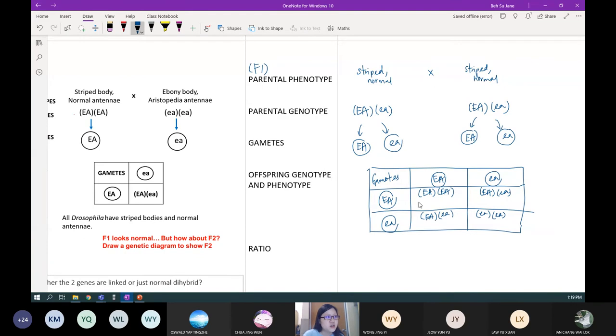Alright, don't forget the phenotype. So this one is striped, this is normal. Striped. And this is normal. Striped. Normal. Because the dominant in this one is ebony and aristopedia. So this is what we expect: the ratio of striped normal to ebony aristopedia is 3:1.